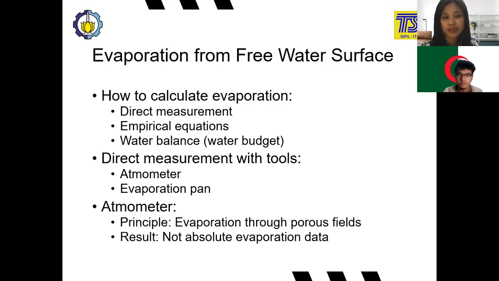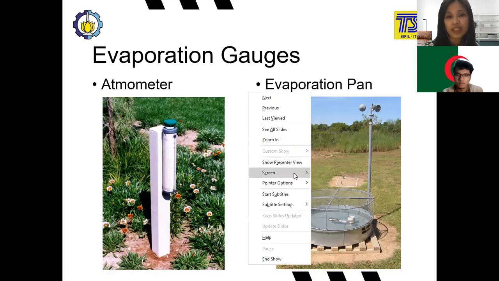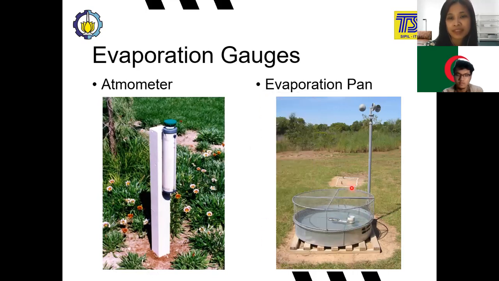For the atmometer, the principle is that evaporation occurs through porous media. And the result is not absolute, so the evaporation data can be positive or negative. For example, like this, the evaporation gauge that is usually used in the field. The atmometer is this one, the left one, and the evaporation pan, because of its name, is similar to a pan. This one is usually located in an open, wide area, so it's not easily disturbed by other things or other people.